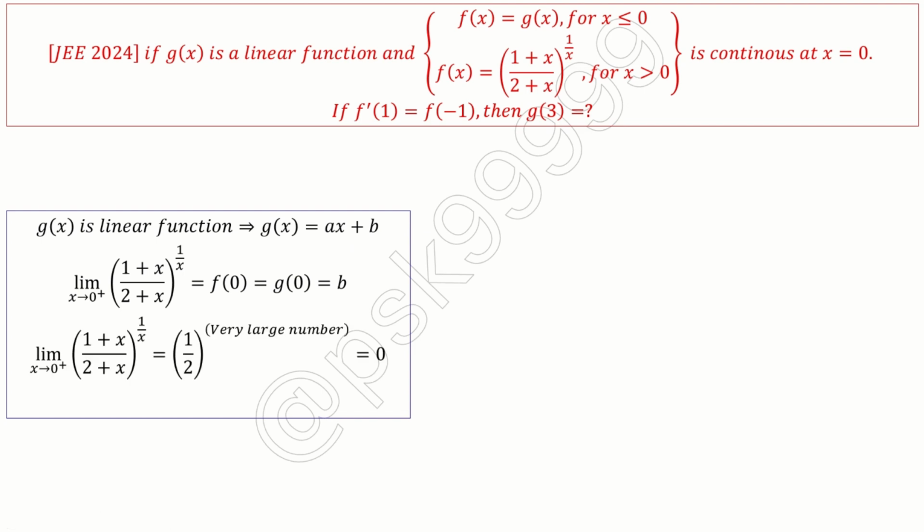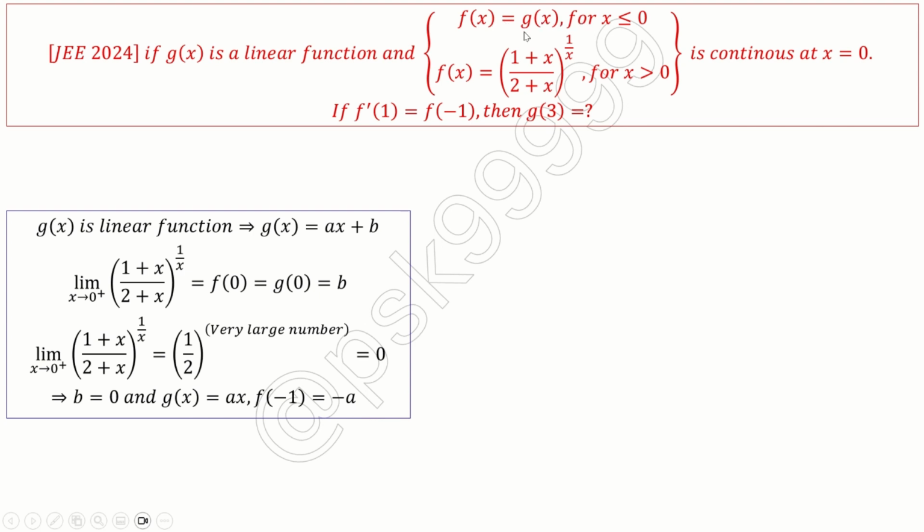Let's find out what this value is. If I take x tending to 0, this will become 1 by 2 whole to the power of infinity. Infinity is a very large number, so a decimal to the power of a very large number is nothing but 0, it will tend to 0. So my b is nothing but 0, correct? b is equal to 0, so my g of x is nothing but ax. And f of minus 1 is nothing but minus a.